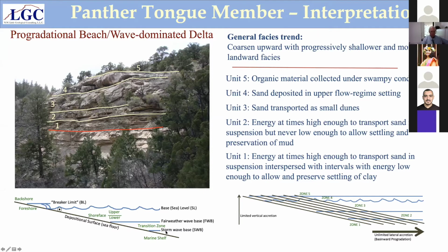Then we cross the fair weather wave base boundary into Unit 2, and in Unit 2 we're still seeing the hummocky bedded sandstones, the storm beds, but they lack the mud. So here the wave energy is strong enough that it is preventing the mud from being deposited, but it's not strong enough yet to move the sand. Moving up the shore face, up in this area right here, we move into zone 3. And in zone 3, the waves are now strong enough that they can move sand along the shoreline.